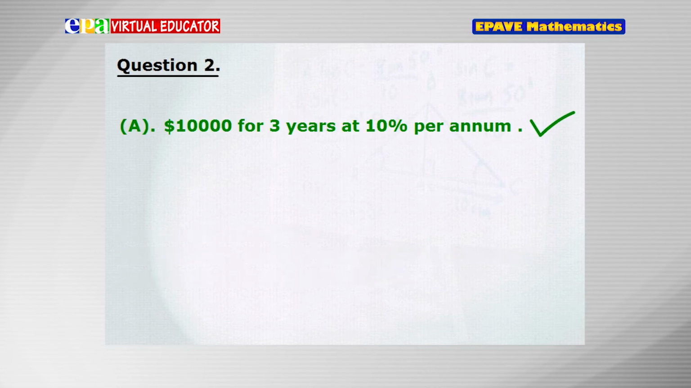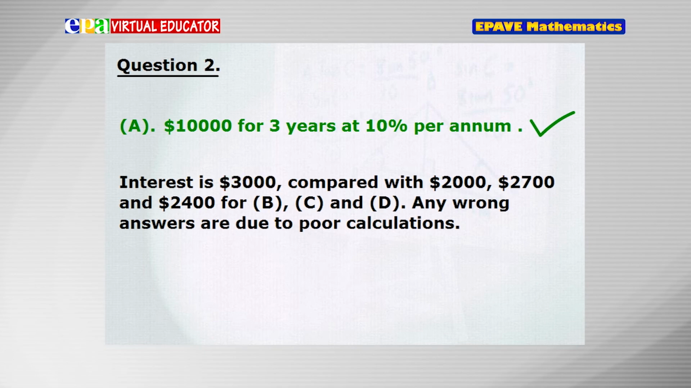The correct response to question 2 is A. Interest is $3,000 compared with $2,000, $2,700, and $2,400 for answers B, C, and D respectively. Any wrong answers are due to poor calculations.